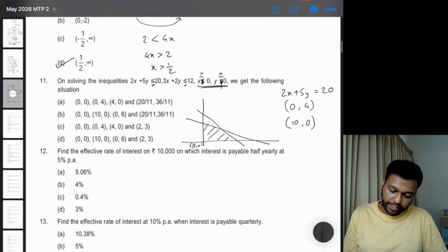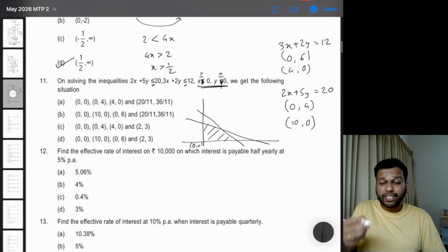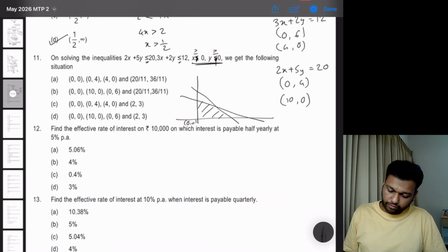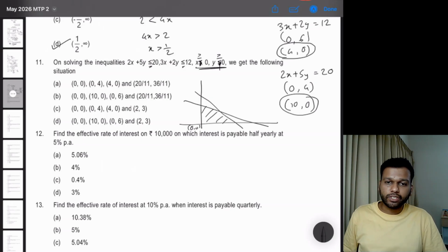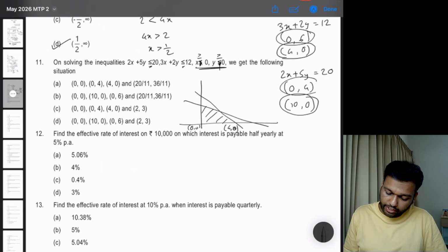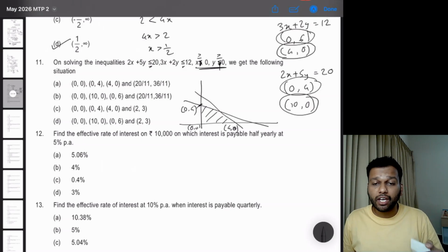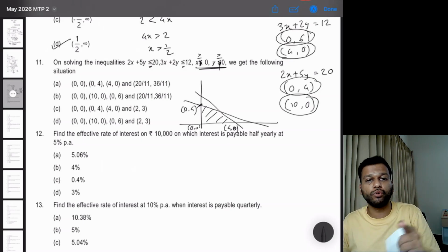Second line is 3x plus 2y is equal to 12. That means if x is 0, y is 6. If y is 0, x is 4. Okay. Now you can see from the graph that on x-axis we have this 4, 0 or 10, 0. So of course this is going to be 4, 0, right? And similarly on y-axis we have 0, 6 and 0, 4. That means this first point is of course going to be 0, 4. That means our answer has to have 0, 4 and 4, 0.